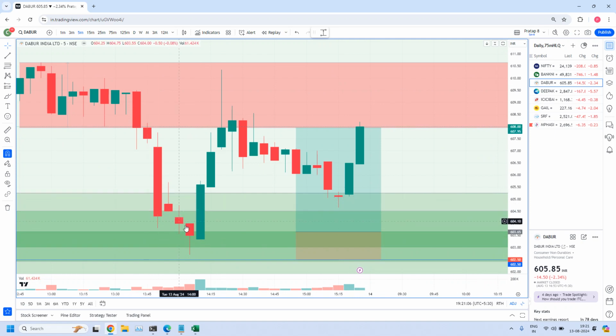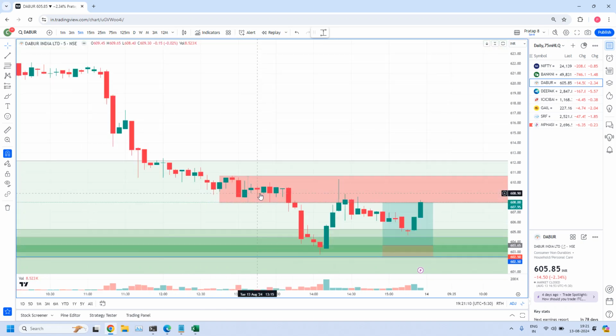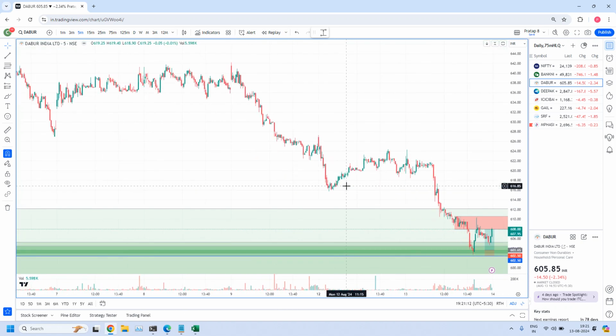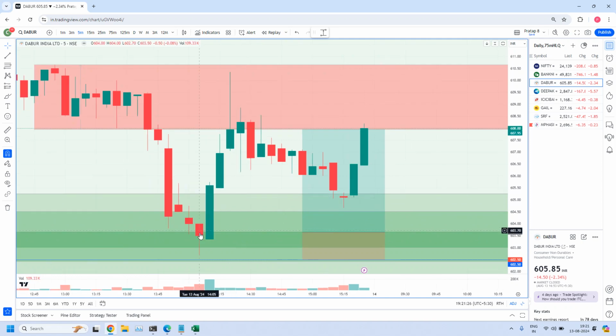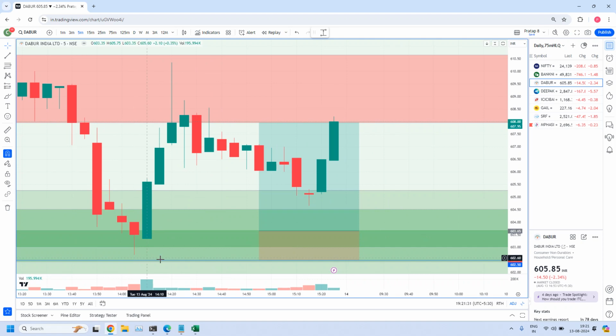The prices entered into the zone. So we got a trade in the 14 hours candle, that means 2 o'clock, 2 p.m. We got the trade. After that the zone is slightly pierced. It is within our stop buffer.